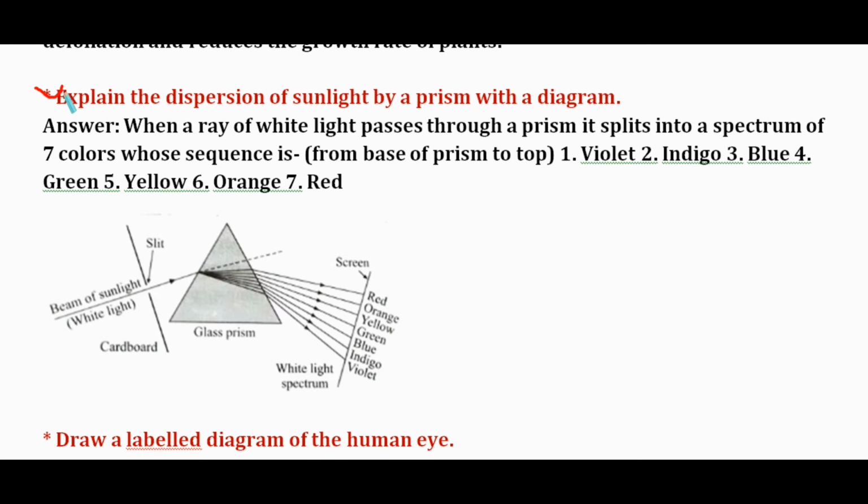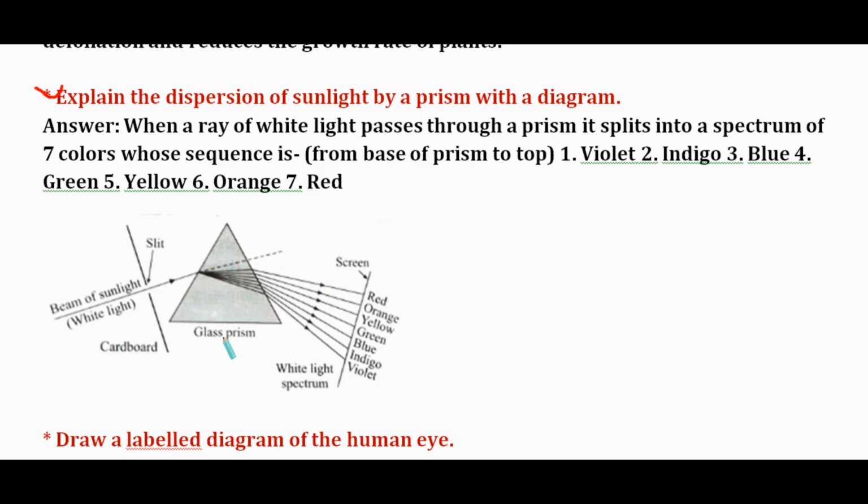Now the next question is, explain the dispersion of sunlight by a prism with a diagram. When a ray of white light passes through a prism, it splits into a spectrum of seven colors, whose sequence from base of prism to top is violet, indigo, blue, green, yellow, orange, red. You also know it as VIBGYOR.